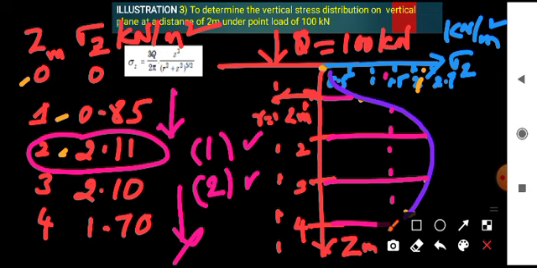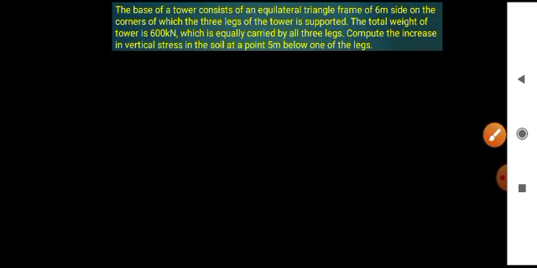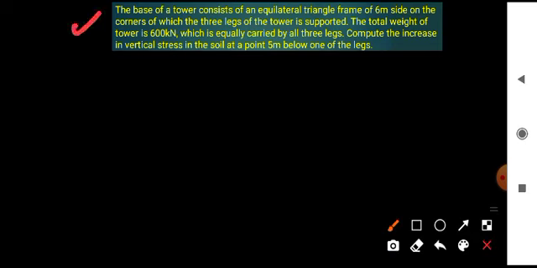Now let us discuss some numerical problems based on the Boussinesq point load equation. Let's try to solve. Problem number 1: the base of a tower consists of an equilateral triangle frame of 6 meter side, on the corner of which the three legs of the tower are supported. The total weight of the tower is 600 kN, which is equally carried by all the three legs. Compute the increase in the vertical stress in the soil at a point 5 meter below one of the legs. So this is the problem given.